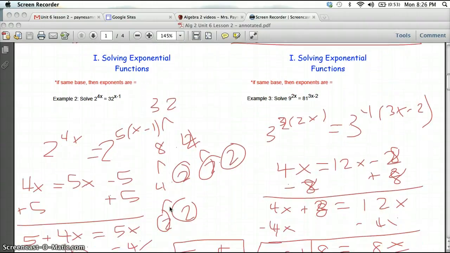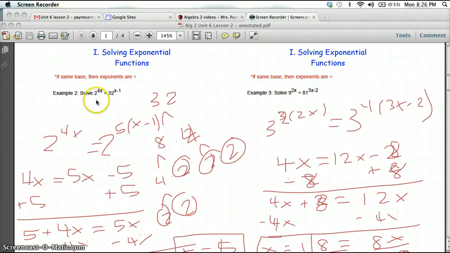Now let's do example number 2. Again, we've got bases 2 and 32, and we want them to be the same, so let's use 2 as our base. So 2 to the 4x, and then 32, let's break that apart. 32 is 8 times 4, which is 2 times 2 times 2, and 4 is 2 times 2. So 32 is 2 to the 5th power. So 4x equals 5 times x minus 1.